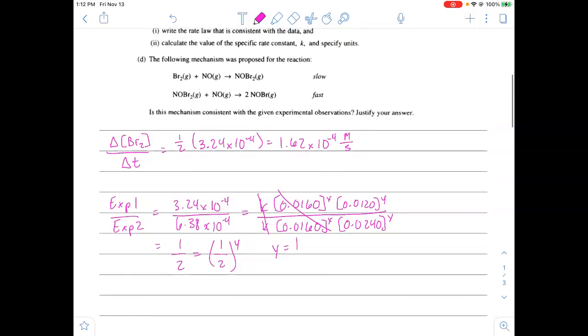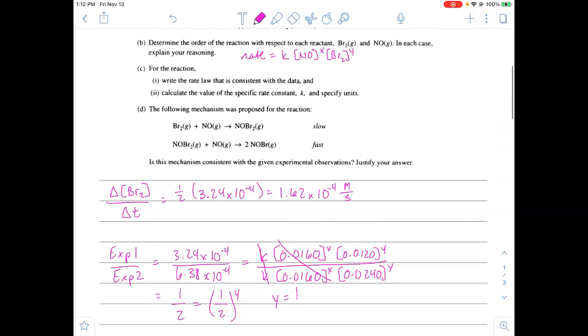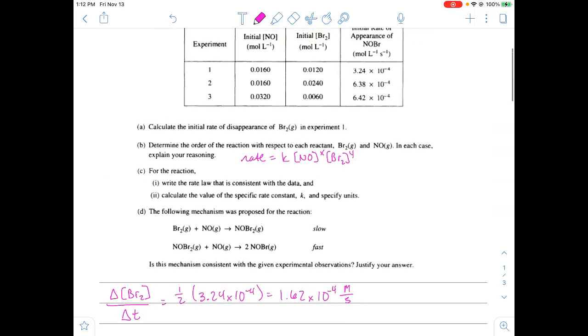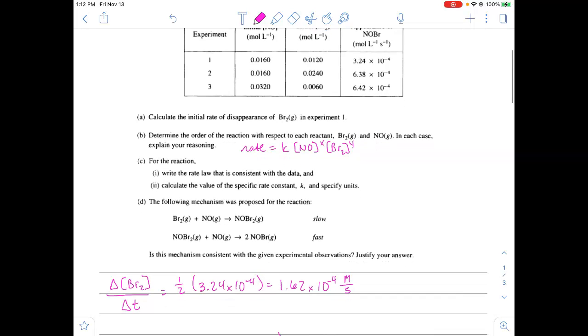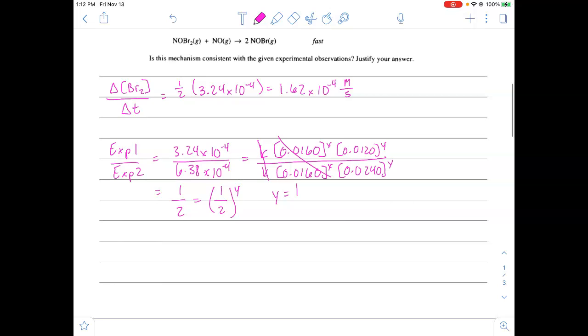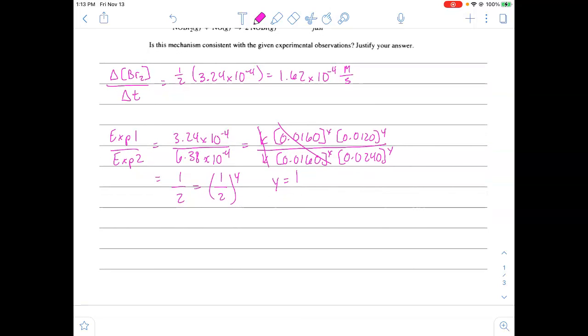You could also do this just by looking at it qualitatively without doing the calculations, and say that the rate of the reaction doubles when the concentration of Br2 doubles, therefore the reaction is first order with respect to Br2. I personally like to calculate it. Okay, so now we need to figure out the order of the reaction with respect to NO. So we're going to compare experiments 2 and 3.